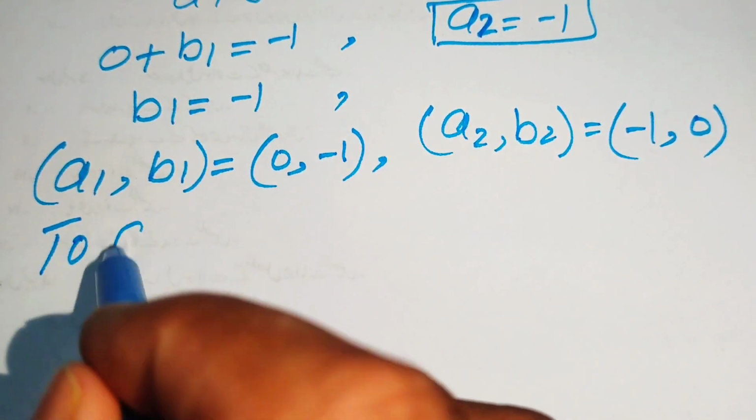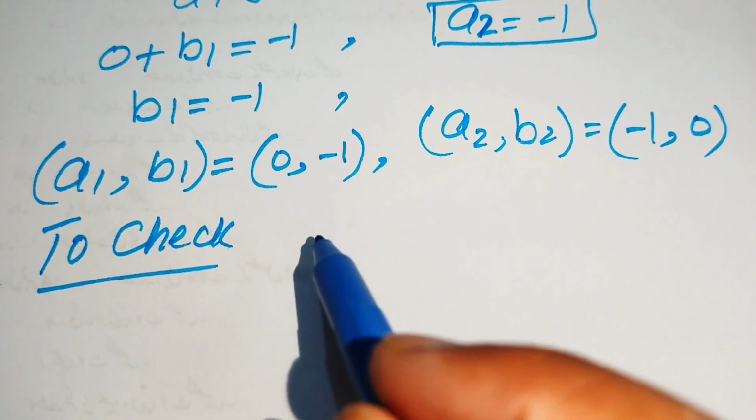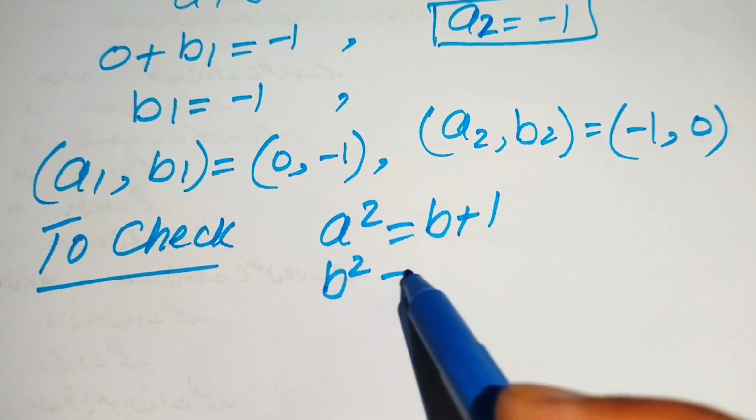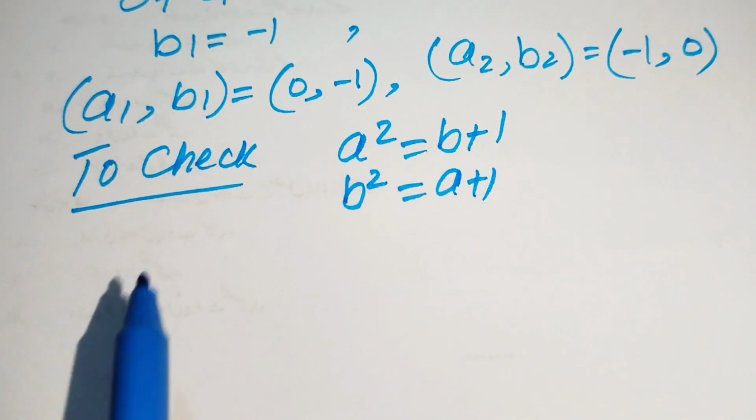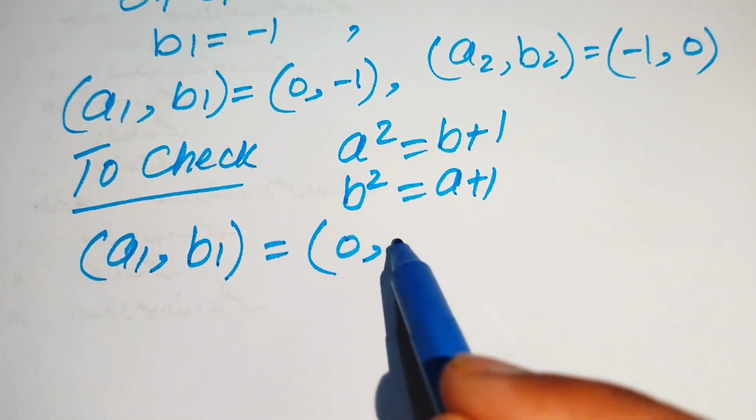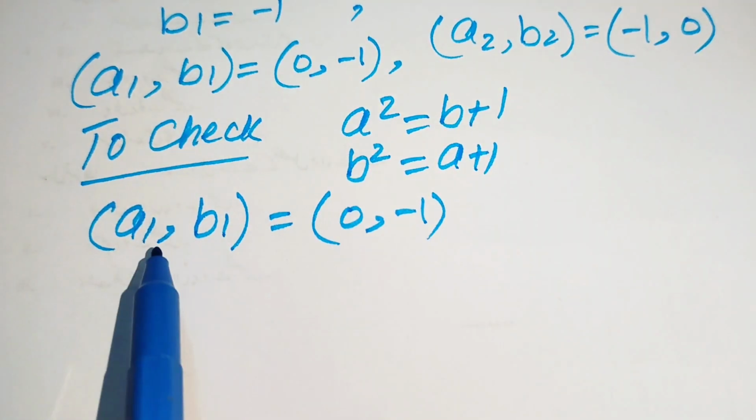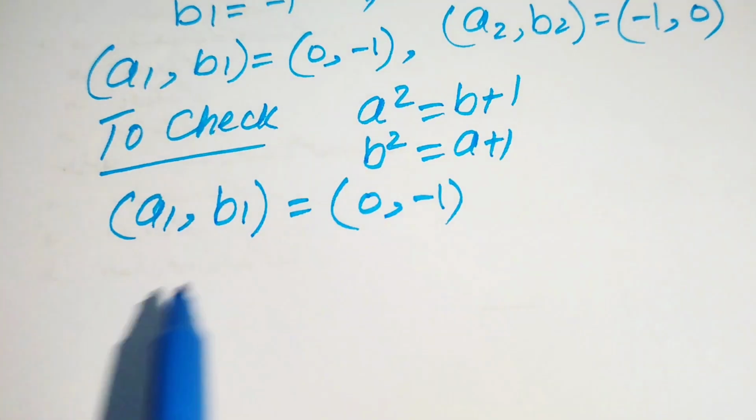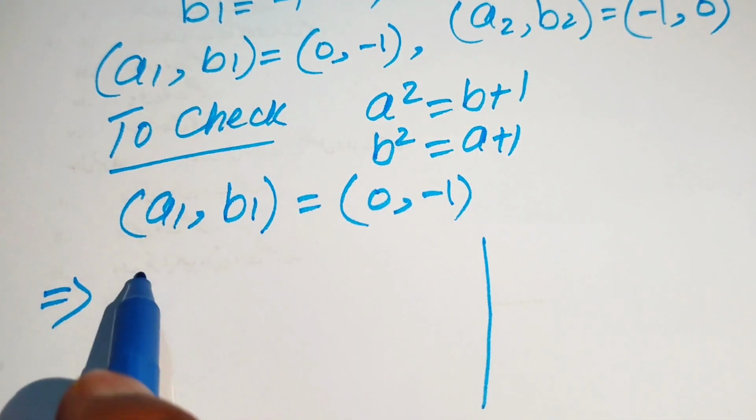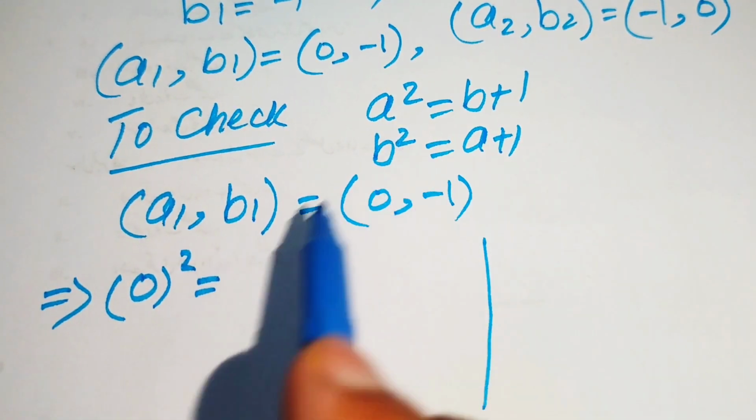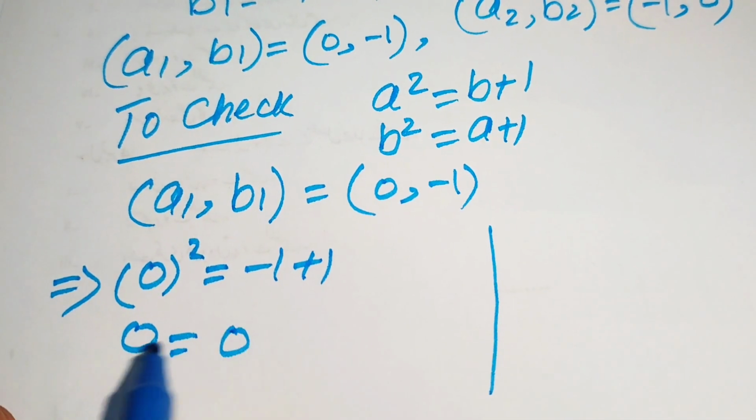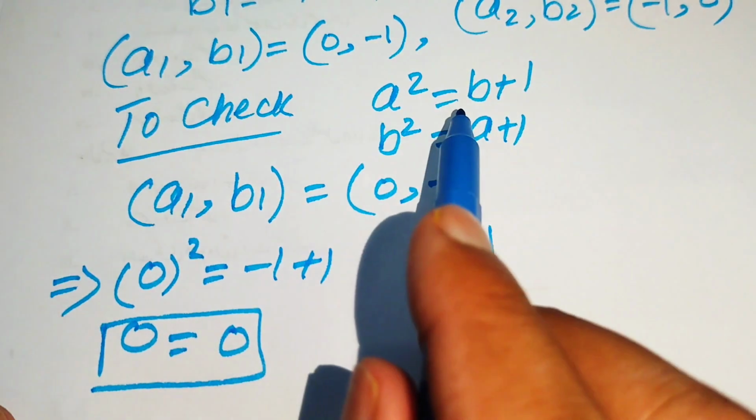So now to verify or to check this solution, we need to copy down the question statement, which is a square equals to b plus 1 and b square equals to a plus 1. So here we first verify our first solution, a1, b1 equals to 0, minus 1, and when we substitute a1 and b1 in this question, from the first equation we have a is 0, so 0 square equals to b is minus 1 plus 1, so 0 square is 0 and minus 1 plus 1 is 0. So this solution satisfies our first equation.